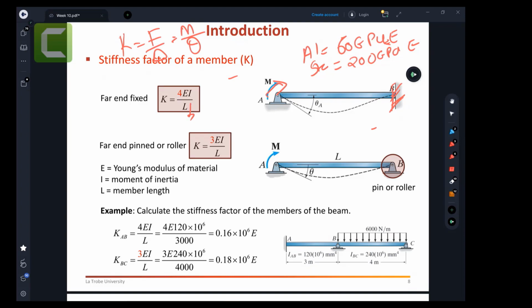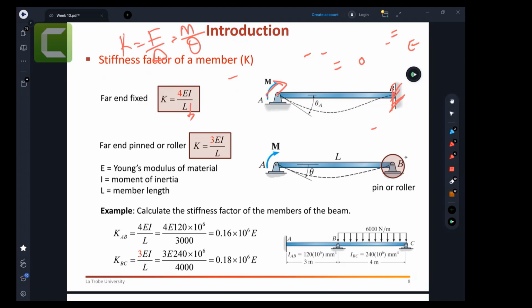E and I directly contribute to the stiffness. The more E you get, the stiffer the material. The more I, the moment of inertia, the stiffer it is. If you increase the length, it will reduce the stiffness. You can see that if you have longer bars, then it's easy to twist. So the higher the length, the smaller the stiffness. And this case is when you have a fixed support at the end.